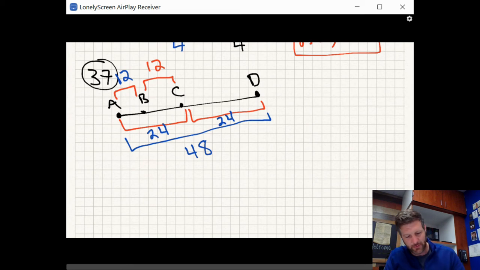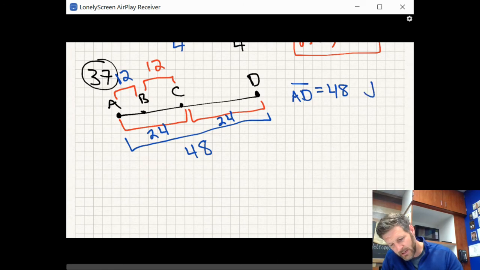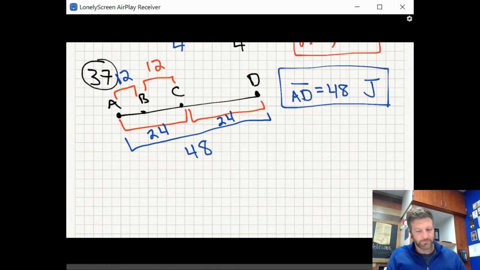You can rewatch the video, but we now can see that AD is equal to 48. And I can look, do I have that as an option? Yeah, in the multiple choice, that is option J. So I'm going to go with that. If you check the back, that is correct.